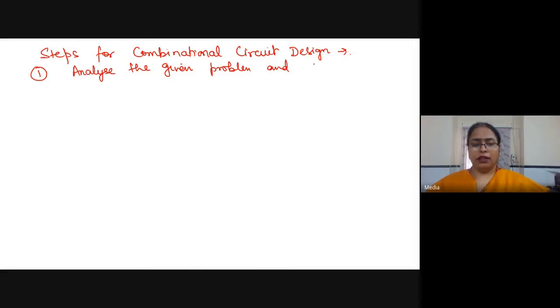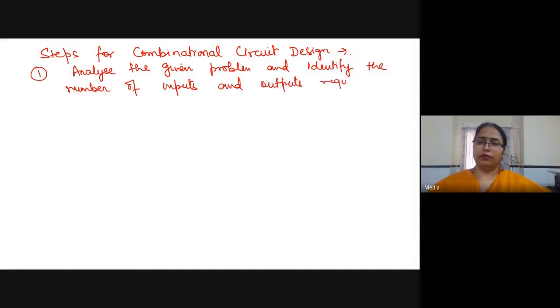and identify the number of inputs and outputs required. Like if you are working on a code converter from decimal to binary, then you have to identify at the first step the number of bits required at the input and the number of bits required at the output.